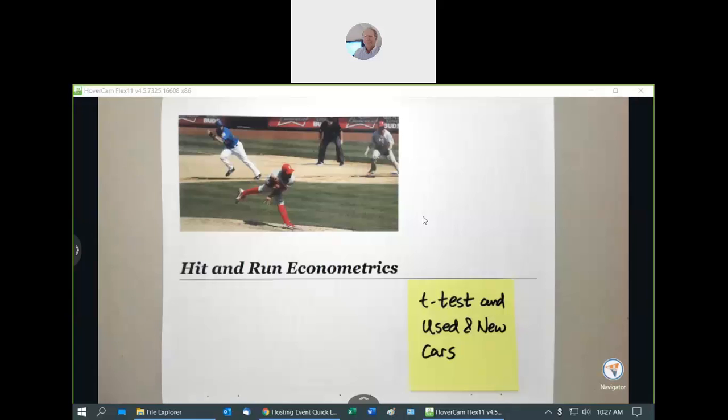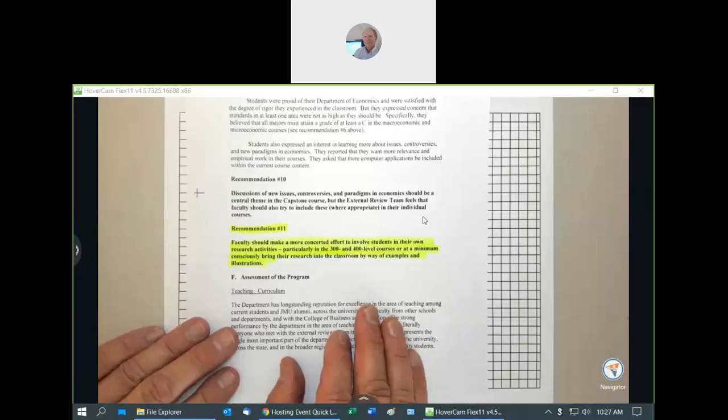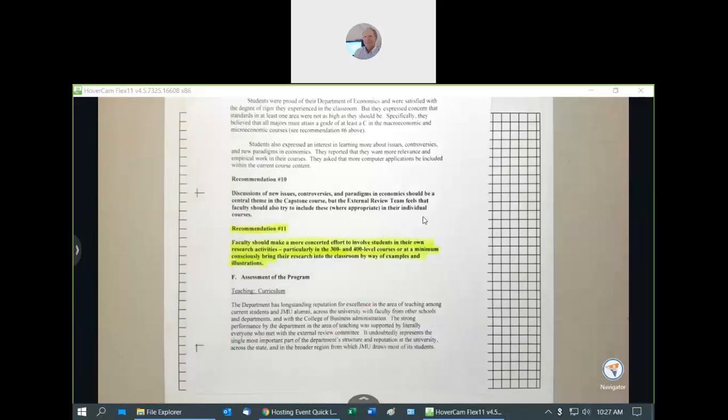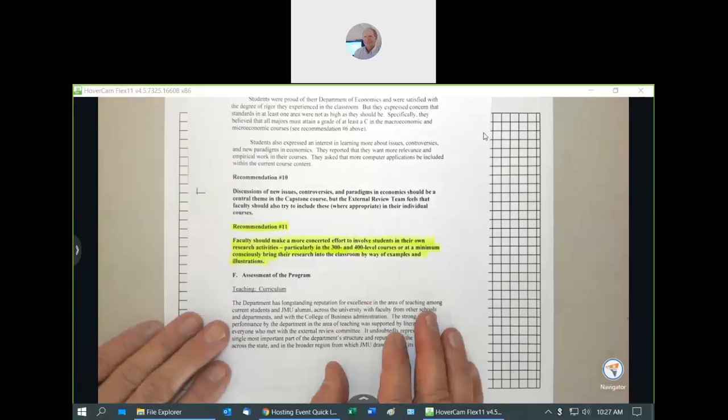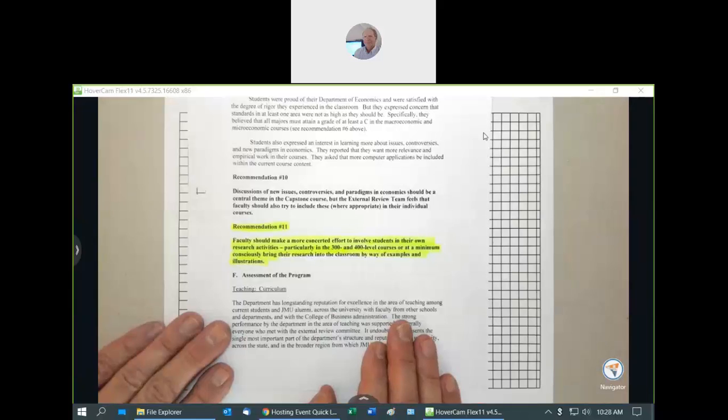This hit and run econometrics is about the t-test and used and new cars. We have these outside experts that come in from time to time. And one time when they came in, they made this recommendation that faculty should make a more concerted effort to involve students in their own research activities, bringing their own research into the classroom. So that's what I'm doing right now.